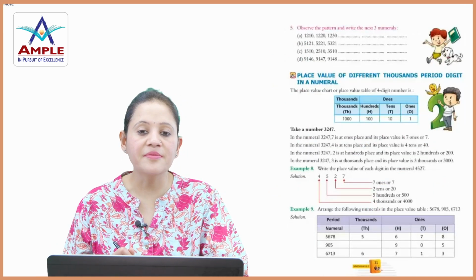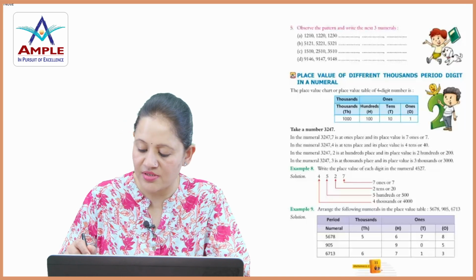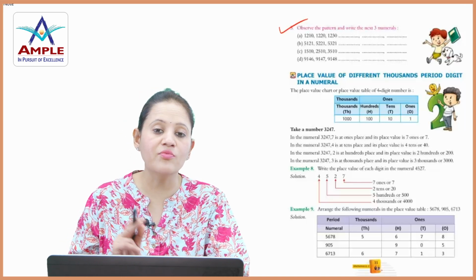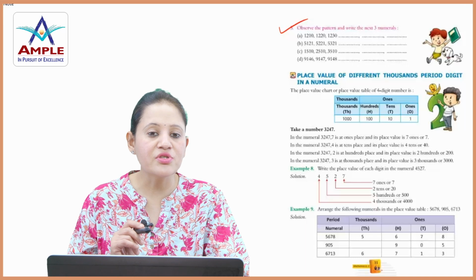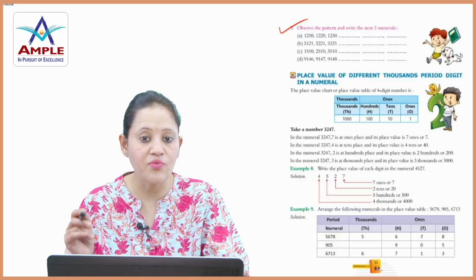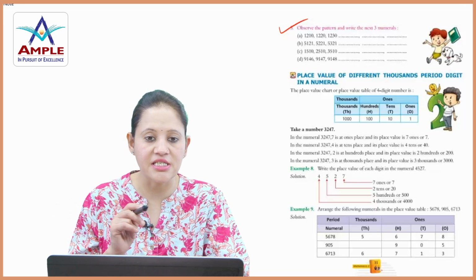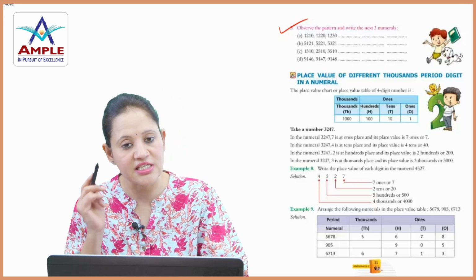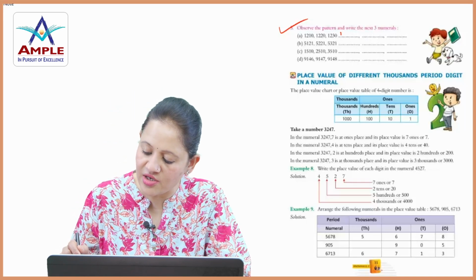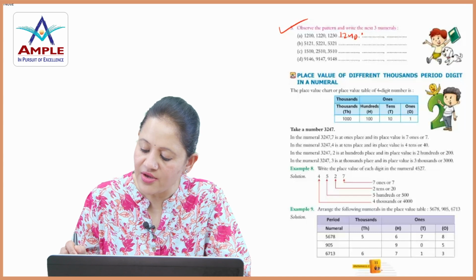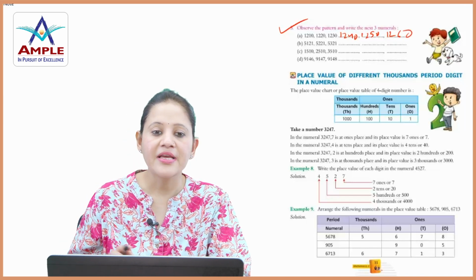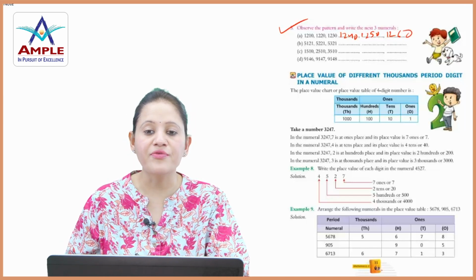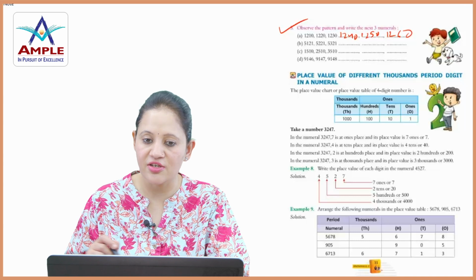Next, observe the pattern and write the next 3 numerals. So first we have to observe the pattern. What is the pattern following here? 1210, 1220, 1230. So every time we are adding 10 to the previous number to get the next number. So next 1240, 1250, 1260. Clear?